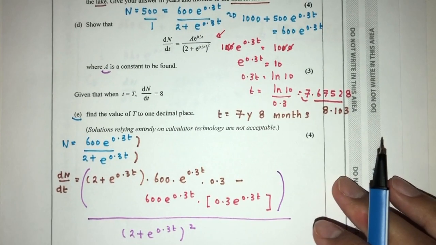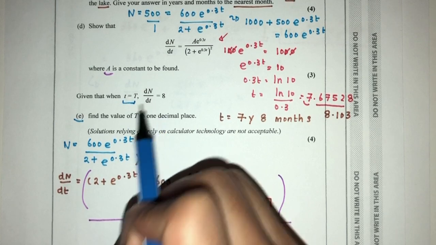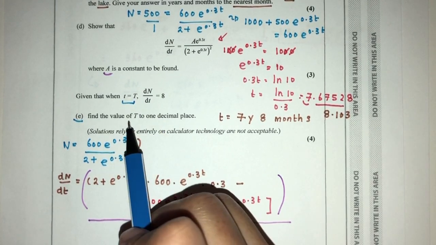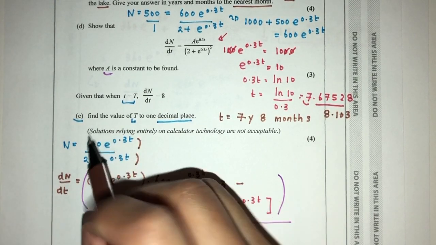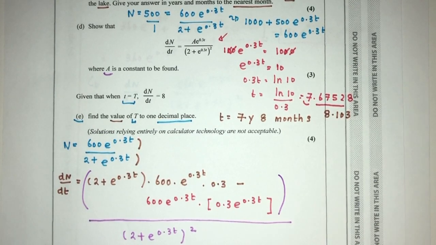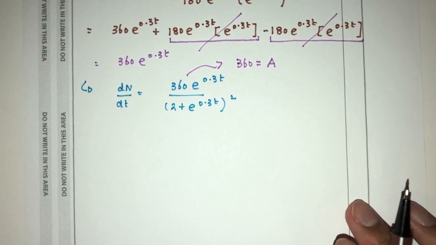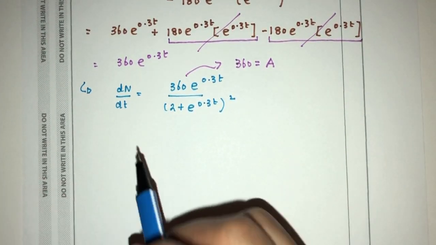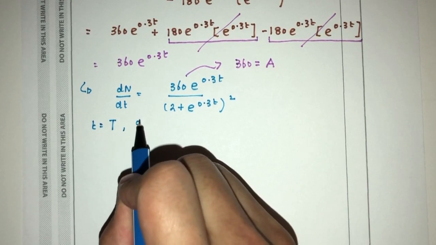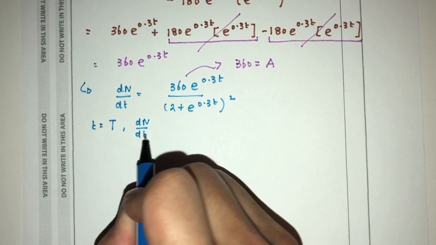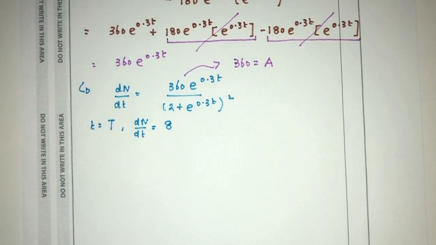So here what do we have to find? Given that t equal to big T, and here we have dn by dt equal to 8, we have to find the value of t correct to 1 decimal place. So there's only one value of t, the value of t to 1 dp. So let's solve. Let's replace those values. Let me write this down. So we're given that when t equal to big T, dn by dt was given to you by the value of 8.